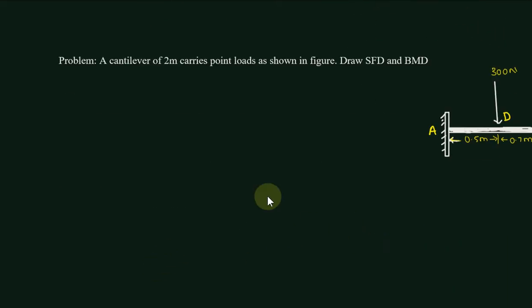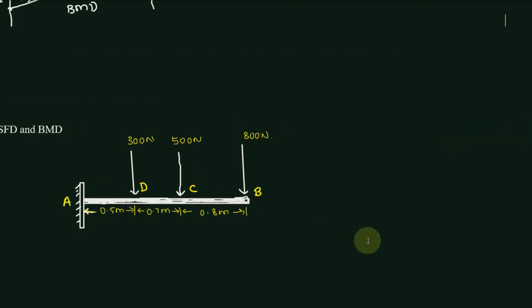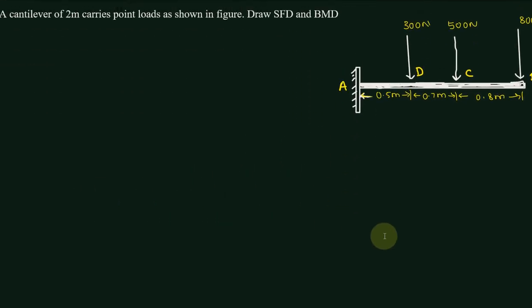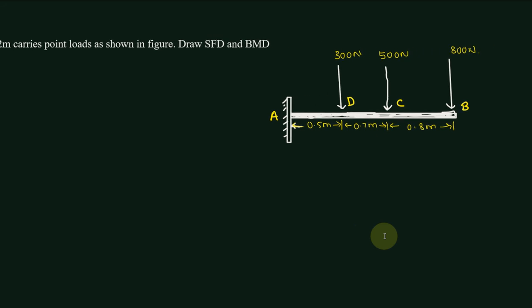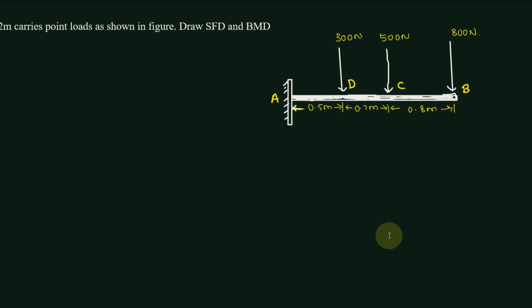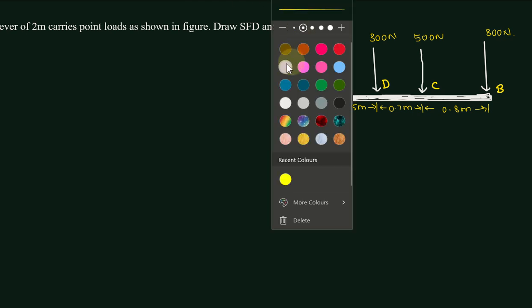So here this is the problem. A cantilever of 2 meter carries point loads as shown in the figure. For that we need to draw the shear force diagram and bending moment diagram, right? Okay. So if you see the diagram, you can see the shear force with definite loads. So for this we need to calculate straight away. We shall start with calculating the shear force.